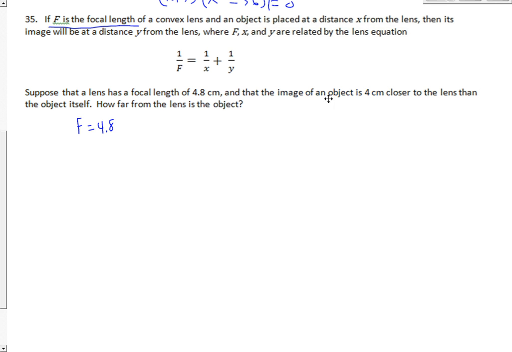The image of the object is 4 centimeters closer to the lens than the object itself. How far from the lens is the object? Okay, so if the distance from the object to the lens is x, then the image is 4 centimeters closer. So x minus 4.